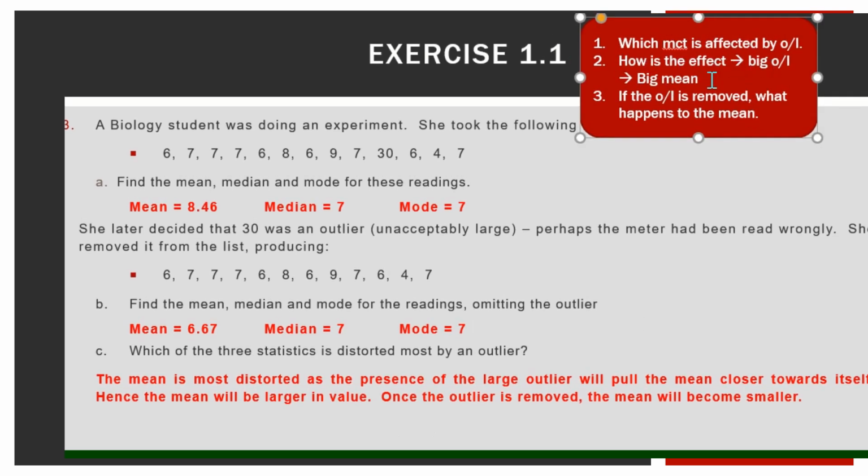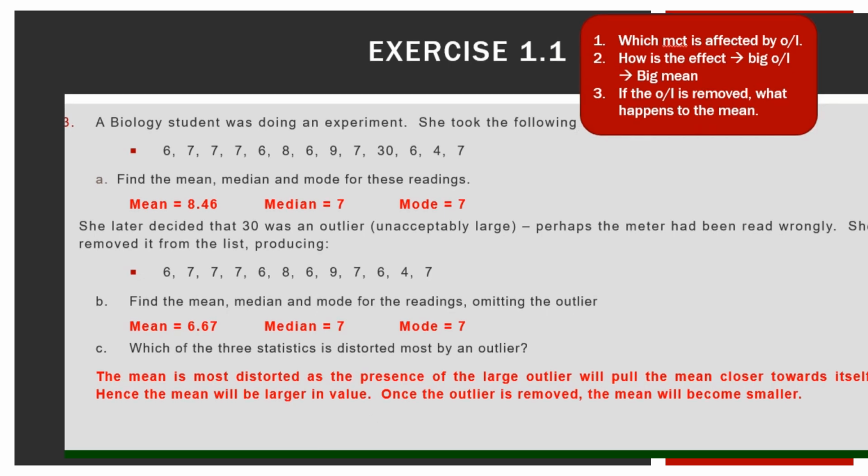Big outlier, big mean. Outlier removed, mean will reduce. Okay, you can write like that. It's the same thing. You can use these arrows instead of writing it in full. So your mean is the one always distorted by the outlier.